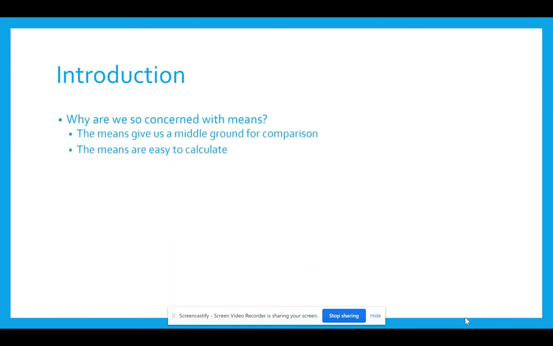Why do we care? Why are we so concerned about the means? Well, remember, the mean is a measure of center, and it gives us a way to begin to compare the different samples or groups. Again, it includes all of the data values, and that's why we focus on the means. The means are also reasonably easy to calculate. If you had to do it by hand, you simply add them all up and divide by the total number that you have. But we also have calculators, computers, and even a cell phone could do it for you. So they're very easy to calculate.